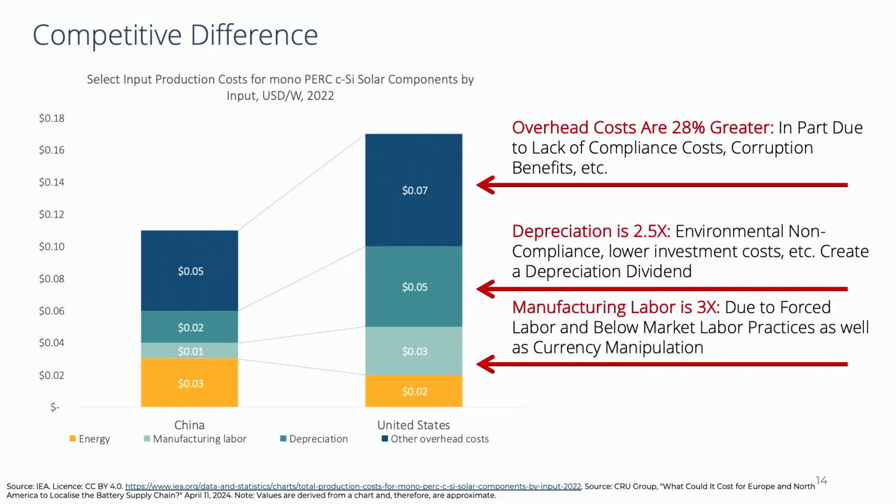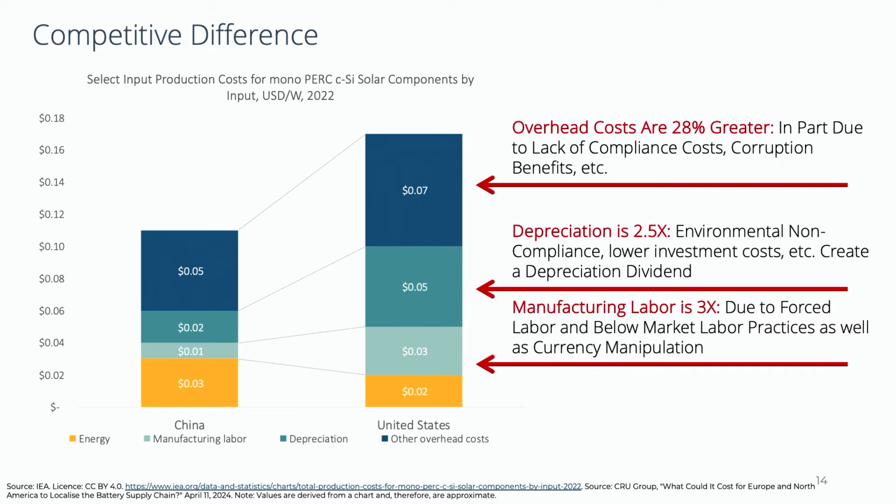This is again about a result of things like environmental non-compliance, just cheaper to do things dirty, and that has real costs around the cost of capital, lower investment costs overall, and below market investment costs. This creates over time for a project a depreciation dividend because you pay depreciation over time, right? So that's a baked-in benefit.